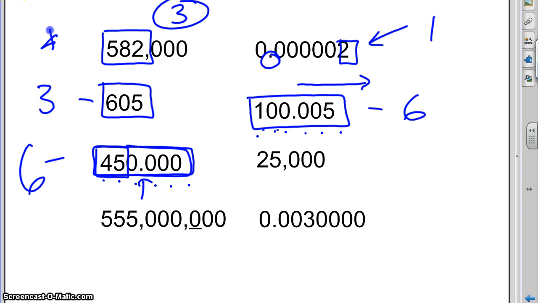These are pretty easy once you get used to them. Just counting them is pretty easy. It's actually the rounding you're going to have some trouble with. So we'll do that in a second.